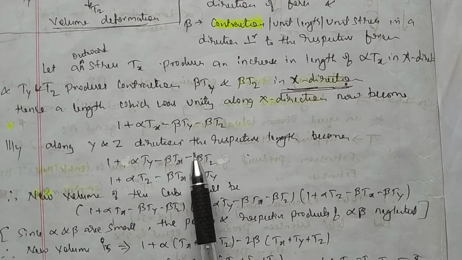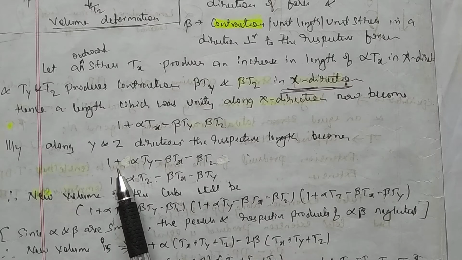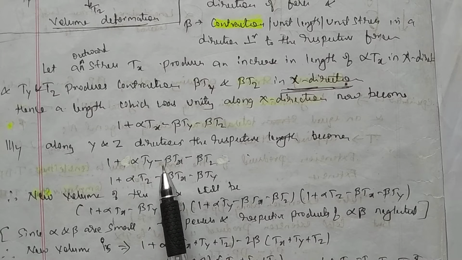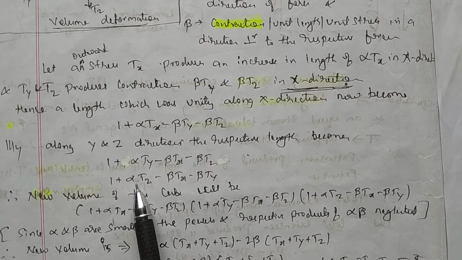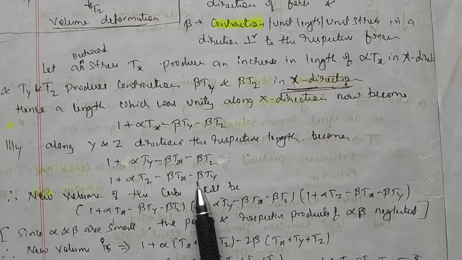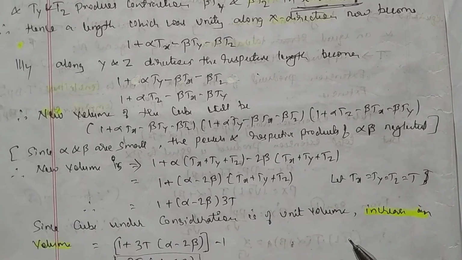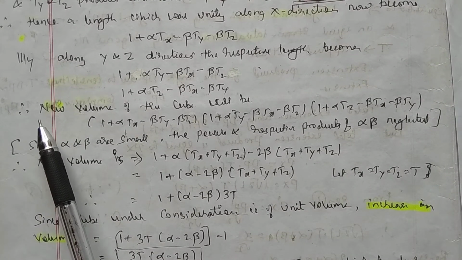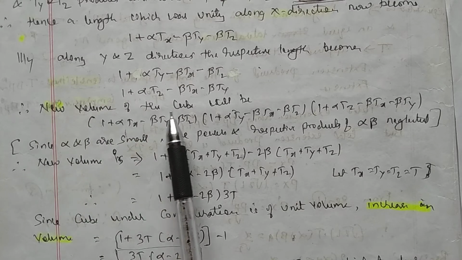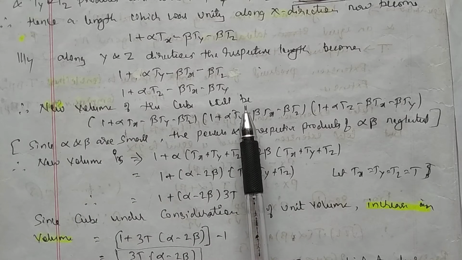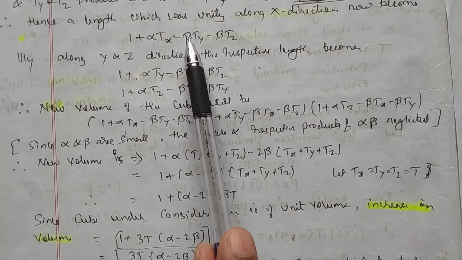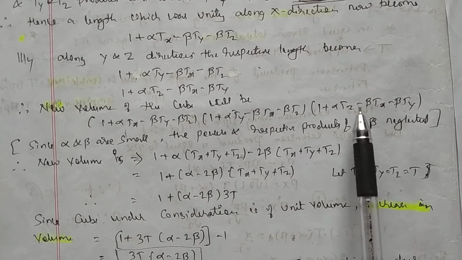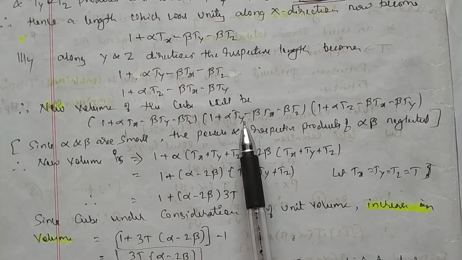Similarly, for the y and z directions, if we give the same treatment, we get 1 plus alpha Ty minus beta Tx minus beta Tz along the y direction, and along the z direction it is 1 plus alpha Tz minus beta Tx minus beta Ty. Therefore, the new volume of the cube, which was of unit dimension, will be the product of all three.